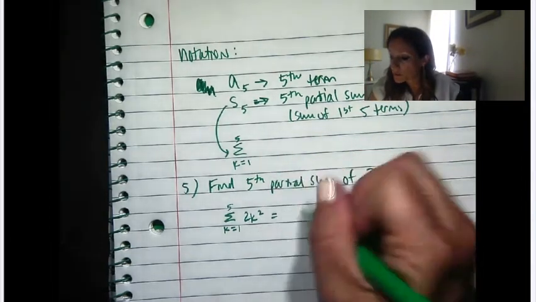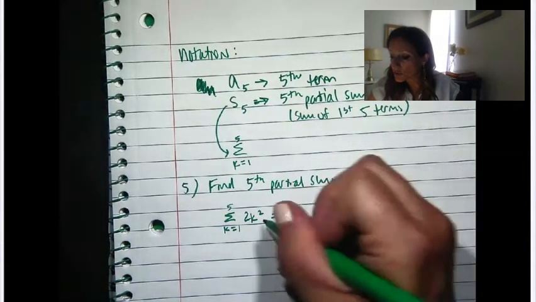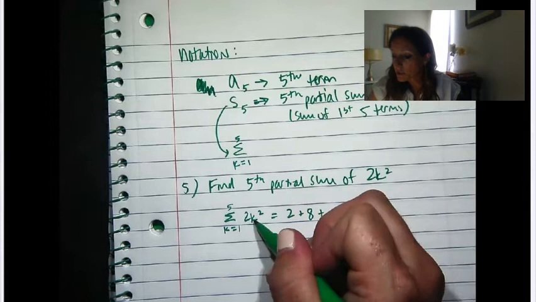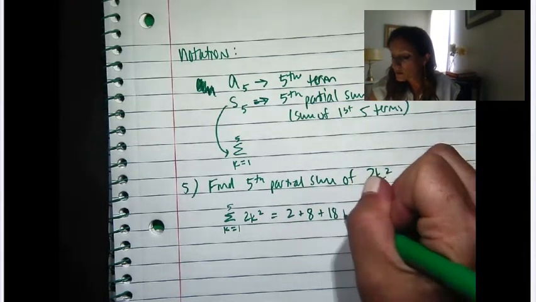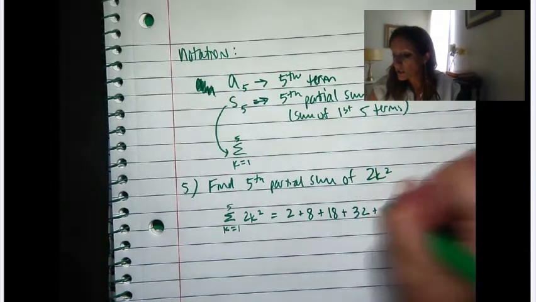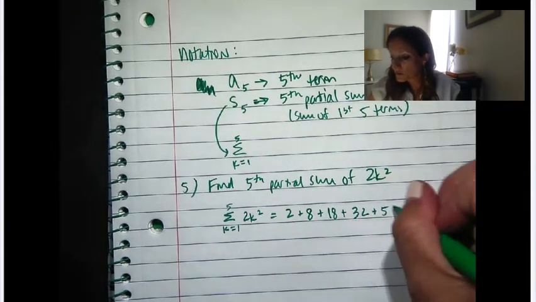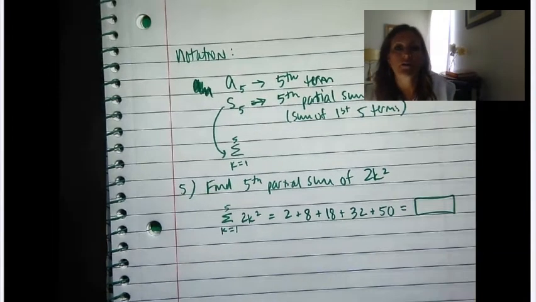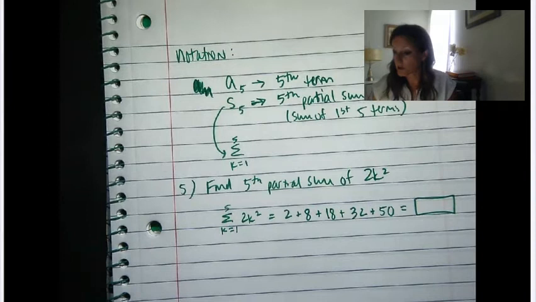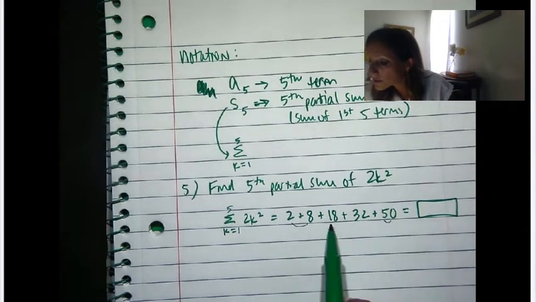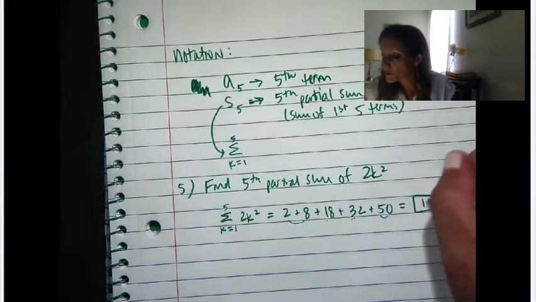We plug in 1, we get 2. Plug in 2, squared times 2. 3 squared times 2, 4 squared times 2, and 5 squared times 2. And then we would add all of those up, and then we would have our 5th partial sum. I can do this without the calculator. Let's see, that's 10. So now we're at 60, 70, 80, 90, 100, and 10 more. So 110.